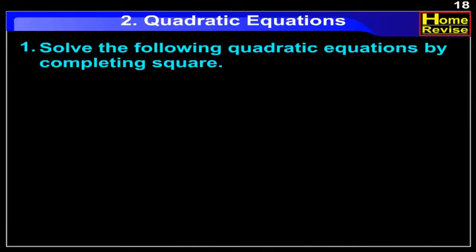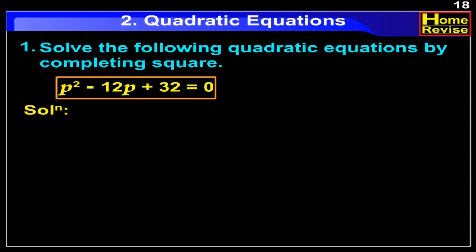Solve the following quadratic equations by completing the square. p square minus 12p plus 32 is equal to 0. Solution. The given equation is p square minus 12p plus 32 is equal to 0. Shifting the constant term to the right hand side, we have p square minus 12p is equal to minus 32.